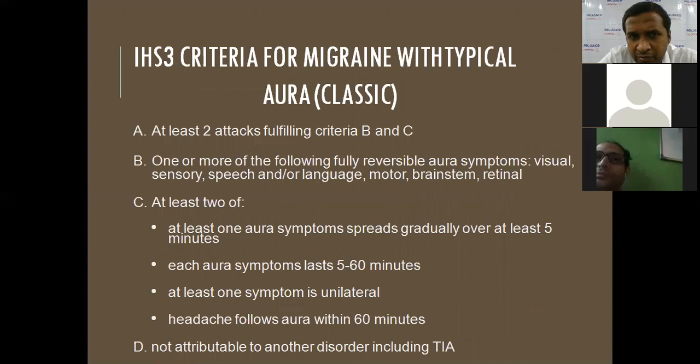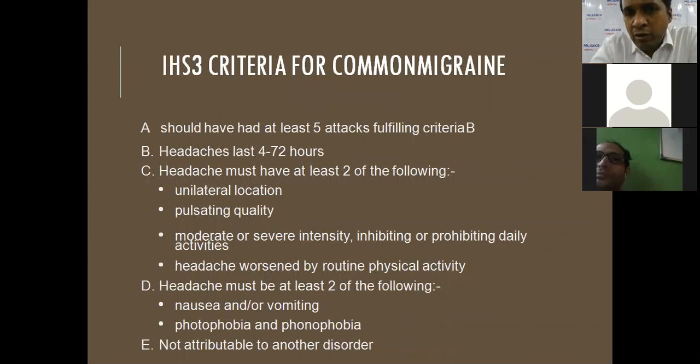So we have basically the criteria. In the criteria, you need to have at least 2 attacks. Then you should have reversible aura-like symptoms. It could be associated with speech problems, sensory problems, and vision problems. The aura needs to be there, and the aura needs to last from 5 minutes to 60 minutes. And the headache should follow the aura. You should also rule out all other causes, including strokes and TIAs in these patients. So that's why imaging becomes very important in these patients. Again, for a common migraine, there is no aura. It's usually unilateral, usually pulsating, and of moderate to severe intensity, but it's associated with nausea and vomiting and photophobia and phonophobia. Again, it should not be attributable to any other disorder.